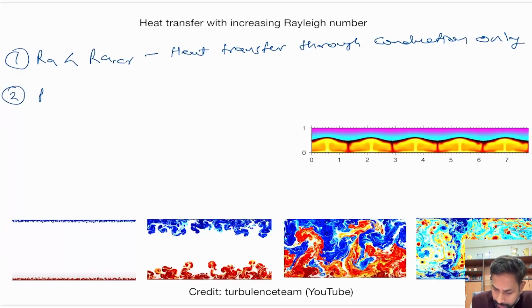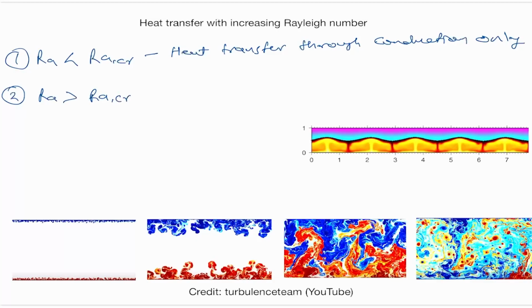Now when the Rayleigh number of the heat transfer becomes greater than Ra critical, then instability sets in and convection begins.